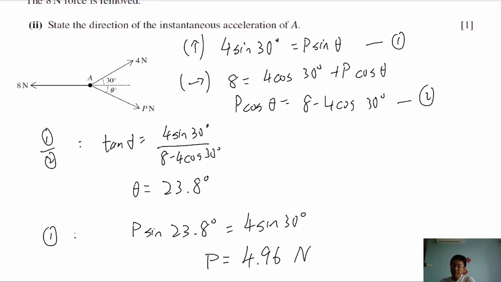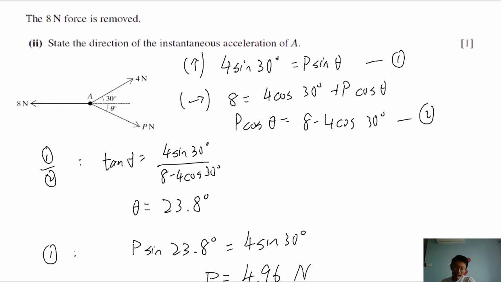For the second part, we look at the question. It says the force 8 Newton is removed. State the direction of the instantaneous acceleration of A. Initially this particle is in equilibrium. What it means is the 8 Newton force equals the forces which we resolve in the opposite direction to the 8 Newton. So the 4 Newton when we resolve, and then the P Newton when we resolve, we get a force which is just enough to oppose the 8 Newton.